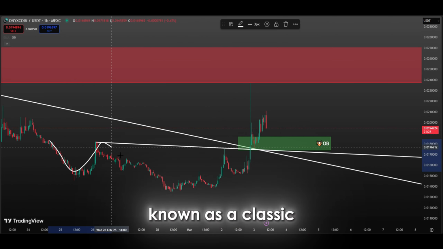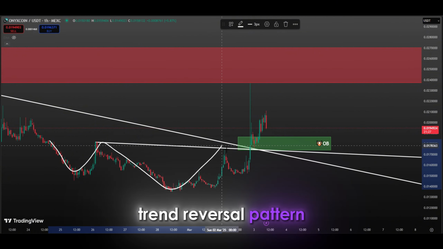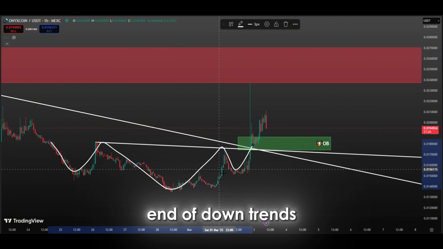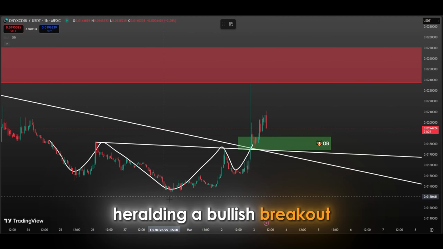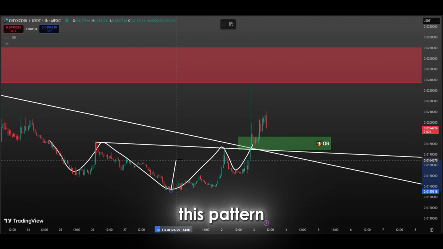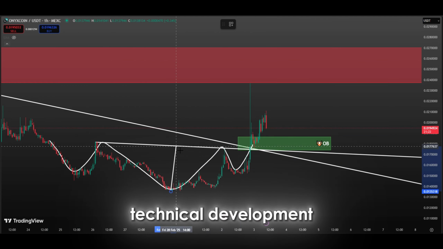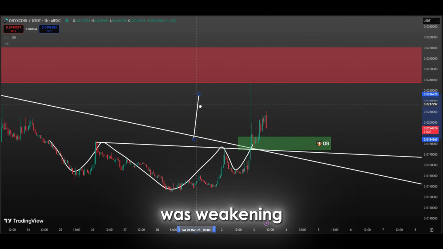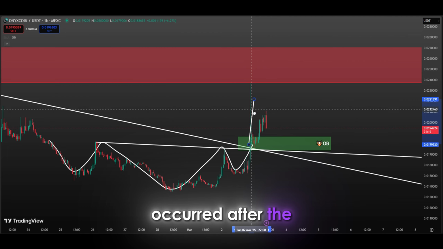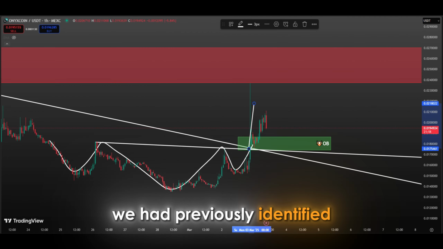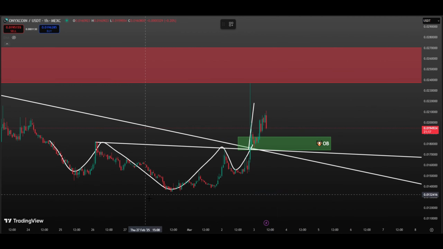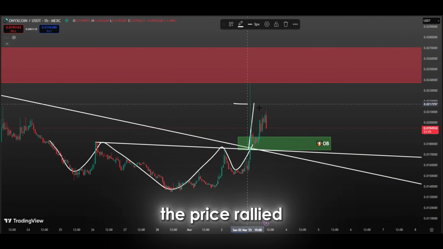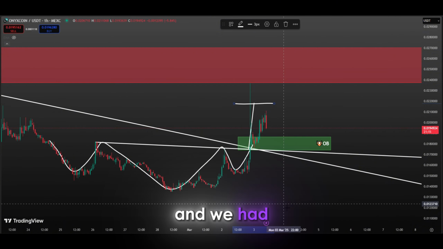This pattern is known as a classic trend reversal pattern and is usually seen at the end of downtrends, heralding a bullish breakout. The completion of this pattern was an important technical development, indicating that buyers were gaining strength and selling pressure was weakening. The breakout of the pattern occurred after the upside crossing of the neckline we had previously identified. After the breakout, the price rallied rapidly on a bullish move, and we had technically set a target at the depth of the head.